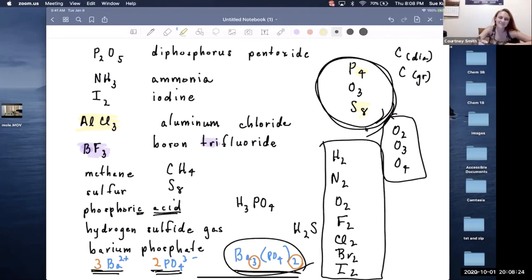What was your saying for the P4O3? Coral Superman? Oh, thank you. Yeah, because Superman has 8 letters. And this O3 is called ozone, and this one is called O2, but they're both oxygen.